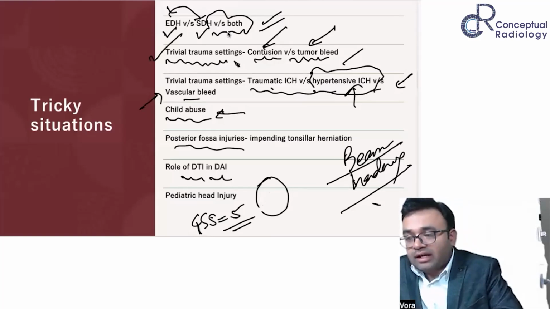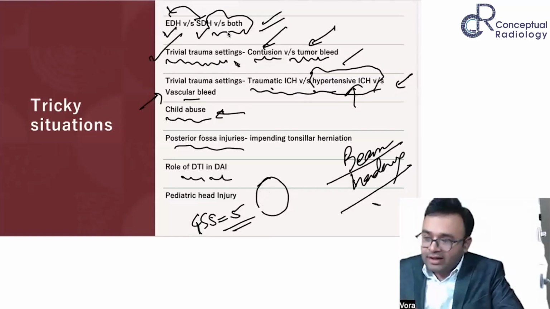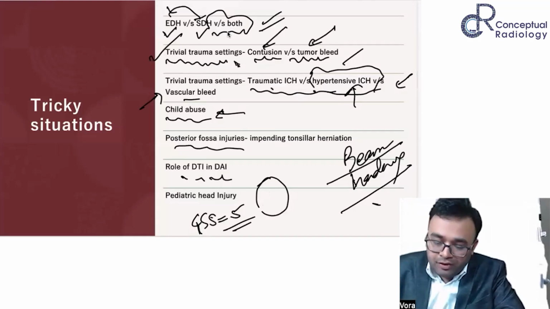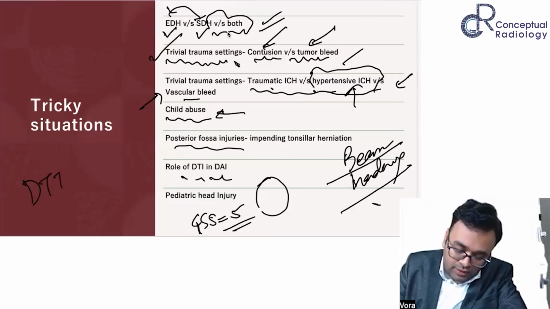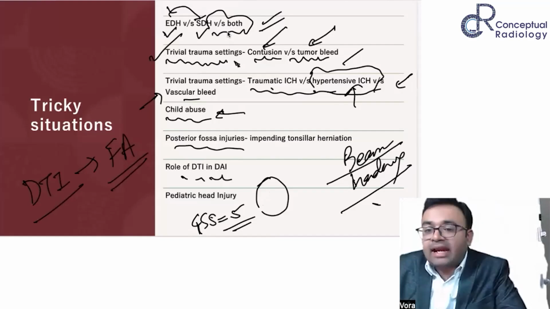Then we ultimately got an MRI done, the GRE and SWI completely normal. But the patient's GCS is still 5. Why is the patient's GCS 5? Then we finally got a diffusion tensor imaging done. In DTI, what Zainab will teach you in a further lecture, there is something called the FA value. We call it fractional anisotropy.